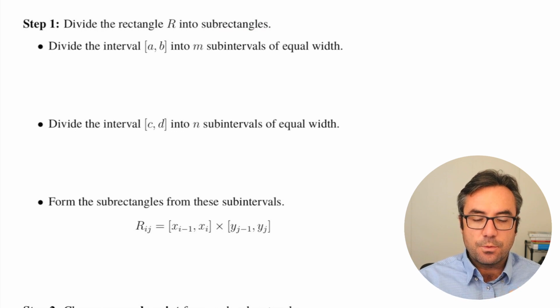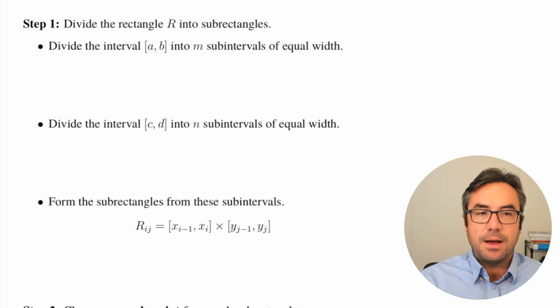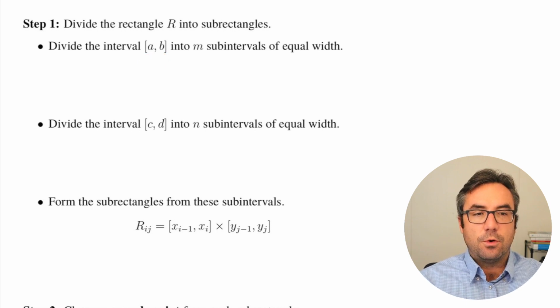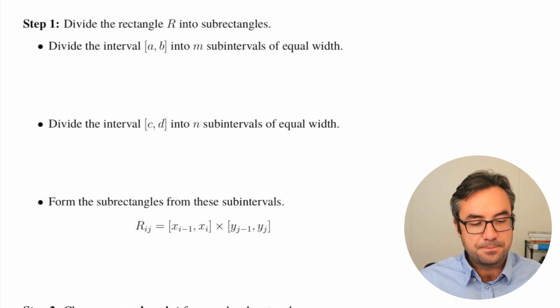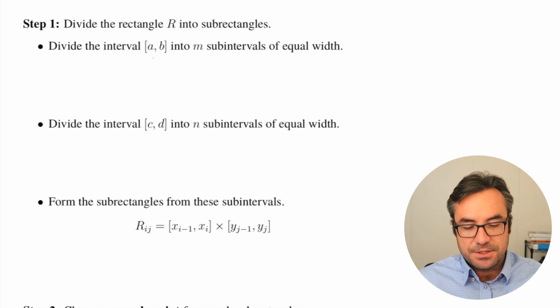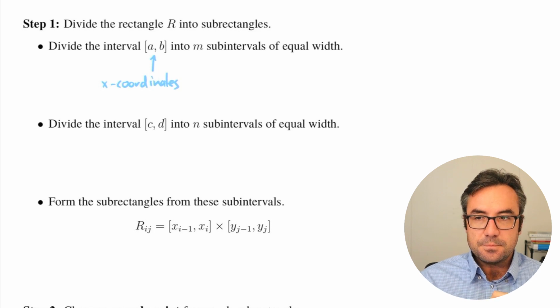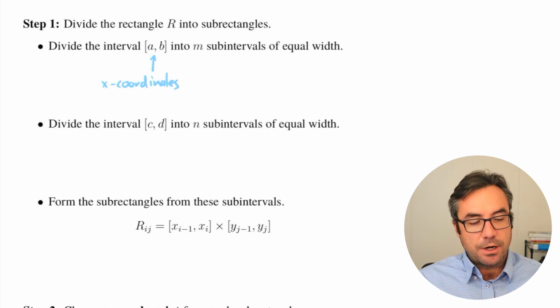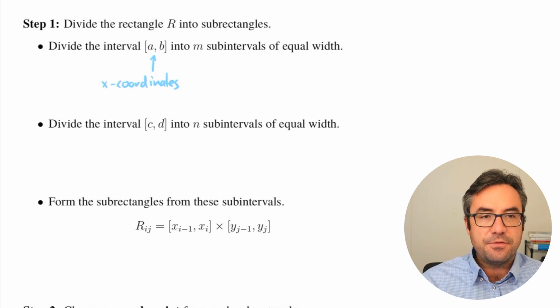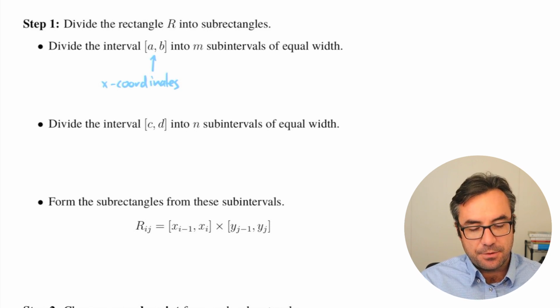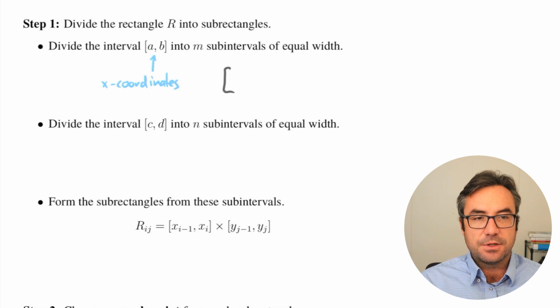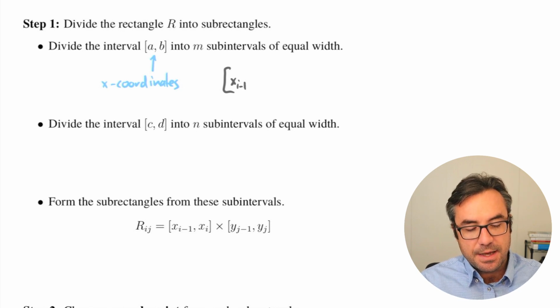And the way we're going to do this is we're going to divide the x interval up into a whole bunch of little pieces. So this is the interval for the x coordinates. And we're going to call the width of each of these little subintervals. Well, what do these subintervals look like? We're going to index them with the letter I.